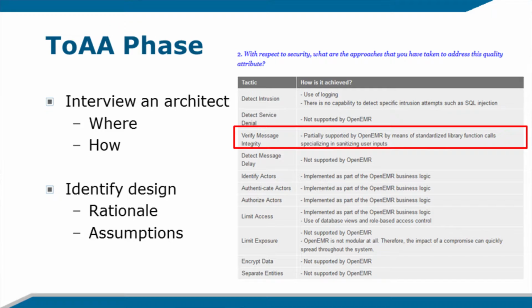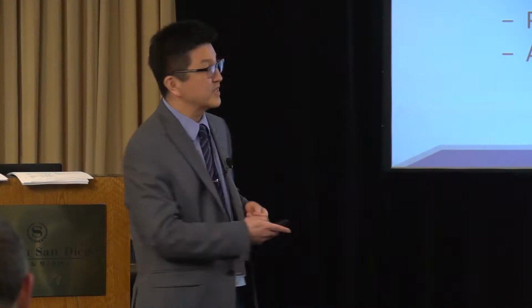To give an idea of the questions we asked, for example, we asked: have you ever really considered or done anything in terms of verifying message integrity? And the architect's answer was not very exciting. I mean, we thought about it, we did a little bit of it, but maybe not in a very systematic way. So this indicates the way it's done is a little bit ad hoc. We had some suspicions right there.